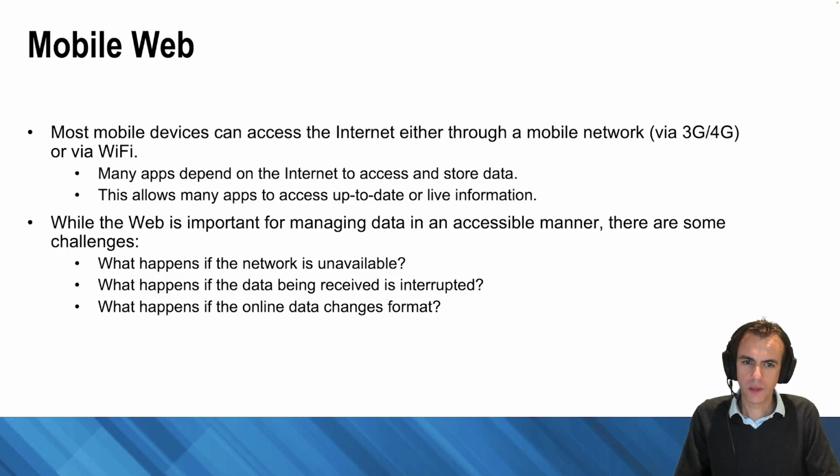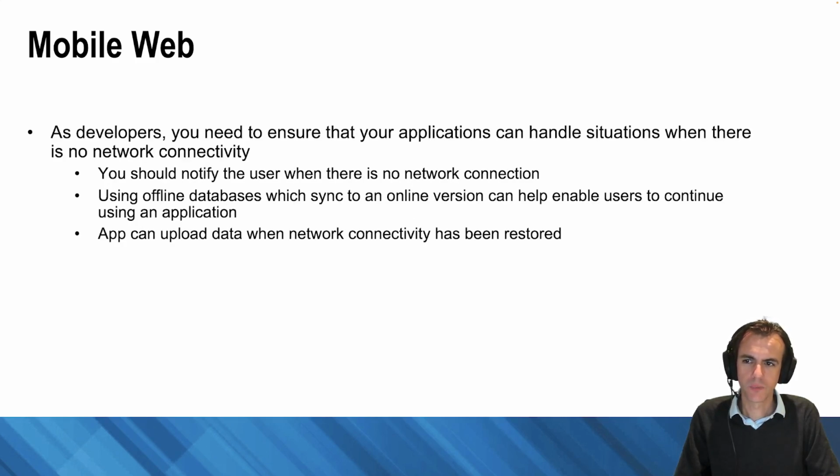And while the web is important to us, it also brings about some challenges. For example, what if the device you have loses network connectivity? For example, you enter an area of low coverage, go through a tunnel, go onto a flight, for example. What happens if the data that's in the process of being downloaded is interrupted, and if you're depending on web services and the person who runs those web services changes the format for the API endpoints, how does your app cope with that? So, as developers, we need to ensure that our applications handle these kind of situations.